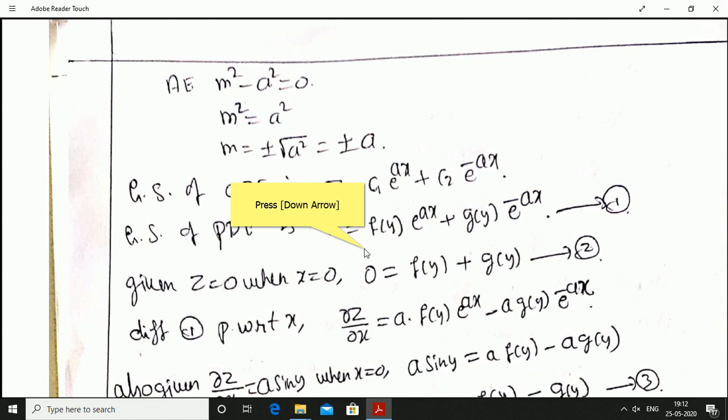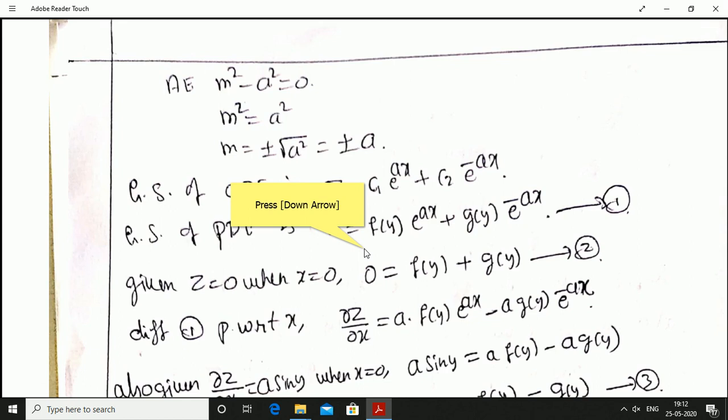Given z is equal to 0 when x is equal to 0, that is the first condition. Substitute that value into equation 1. It is of the form 0 is equal to f of y plus g of y, because e power 0 is 1. Call it as equation 2.